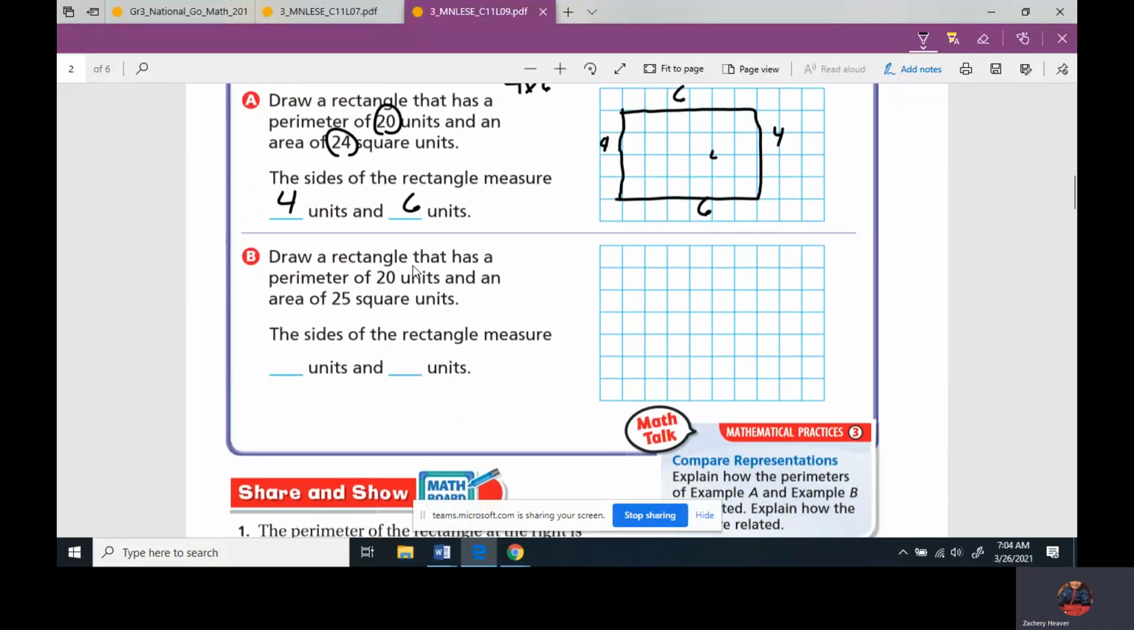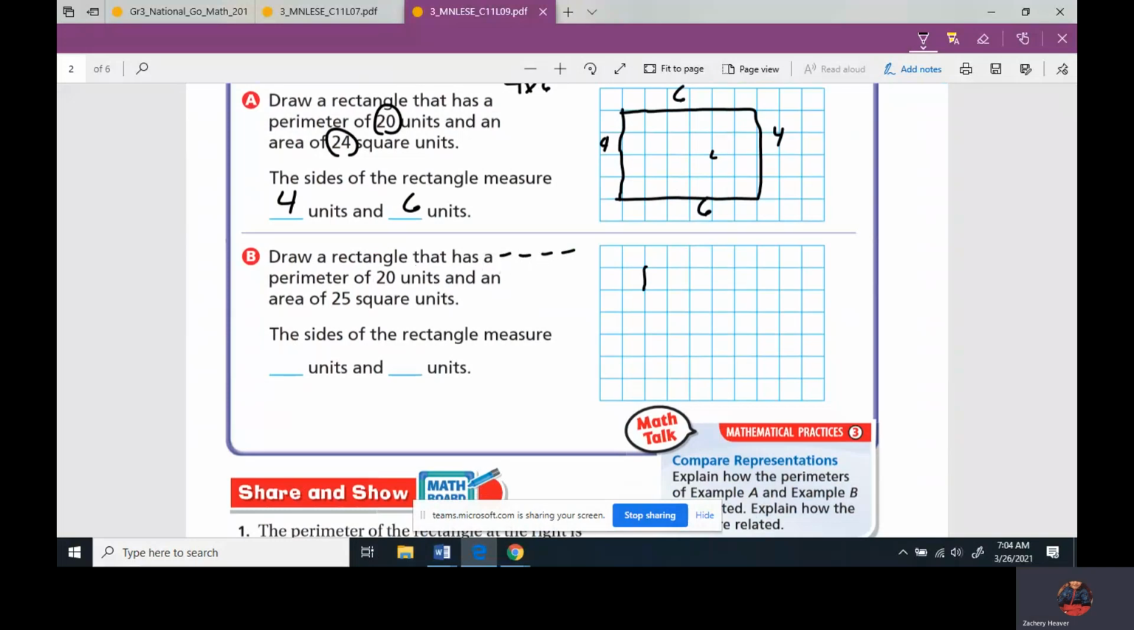Now we'll do the same thing here. Draw a rectangle that has a perimeter of 20 units, and the area is 25. Well, what times what makes 25? We know that's 5 times 5. So if I make all sides 5, 5, 10, 15, 20, that would work.